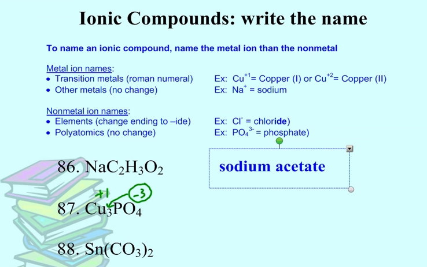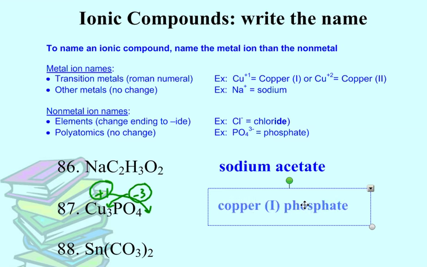So because it's Cu3PO4, then I know it's copper 1. So in this case, I'll have to write copper and then a Roman numeral 1. And then it's the polyatomic ion phosphate. So I just write phosphate.